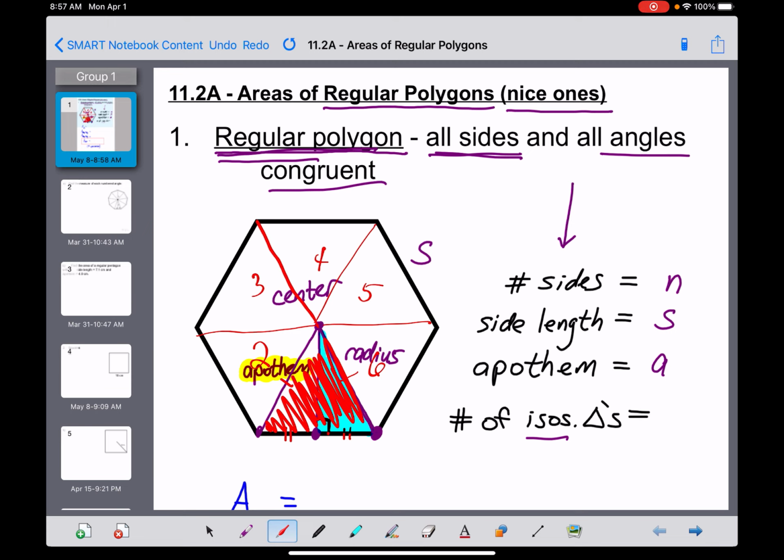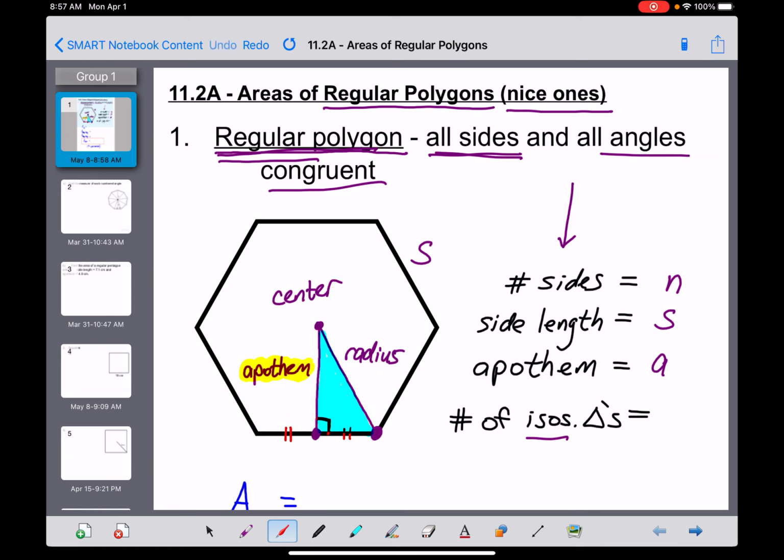But that won't always be the case. The number of isosceles triangles is going to match the number of sides in your figure. So let me get rid of all that junk that I just put right there and say that the number of isosceles triangles is going to be the same as the number of sides, and that is going to be n.